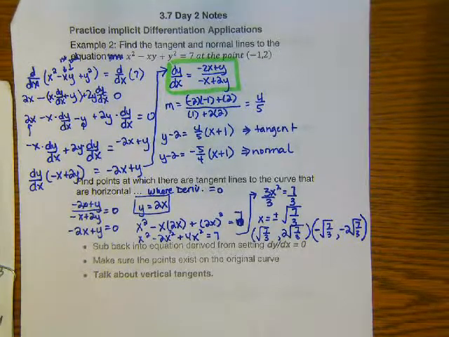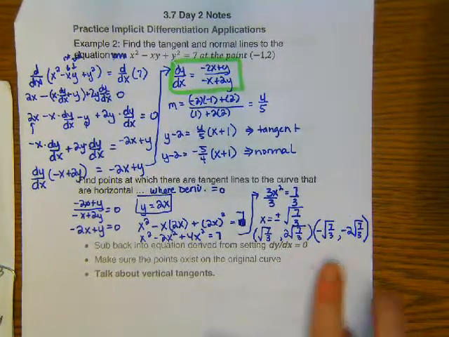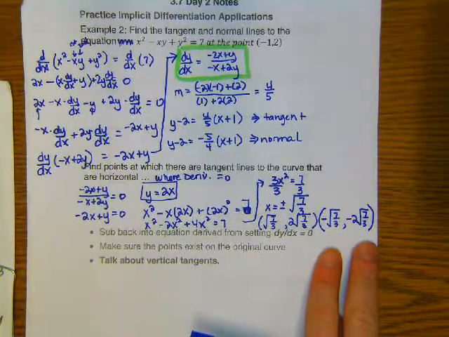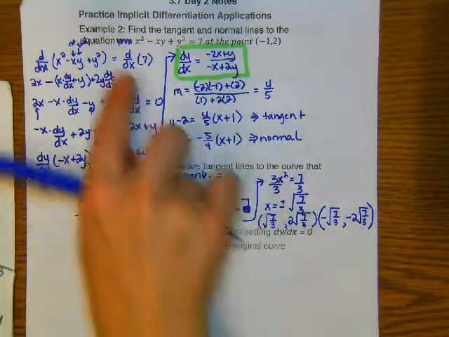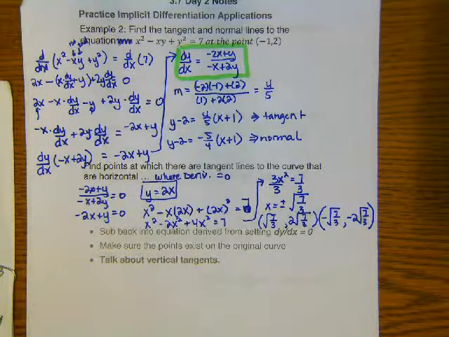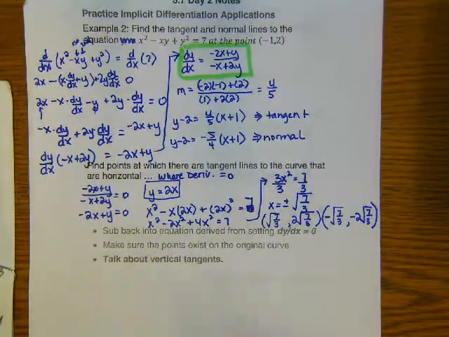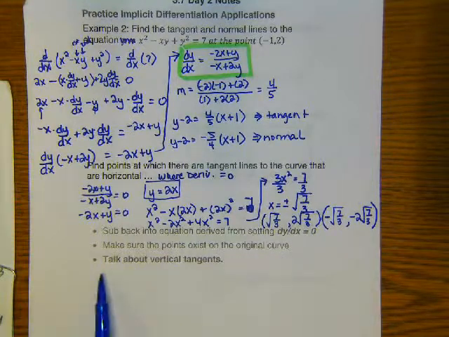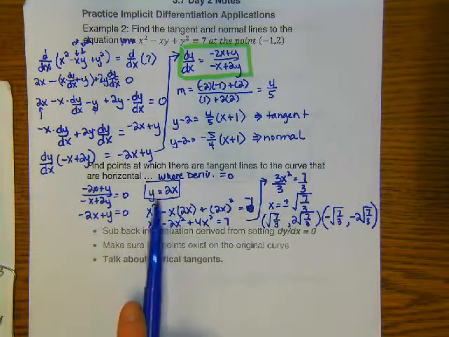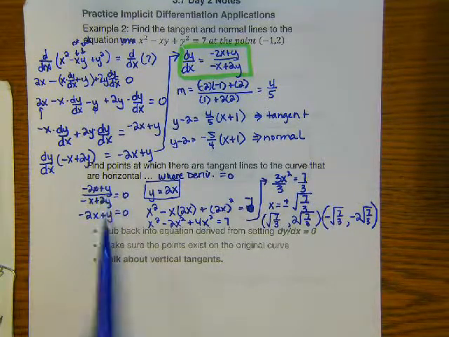And you always want to make sure that the points exist on the original curve, and they do sometimes when we have fractions in there, we want to make sure they're not extraneous. One last thing, horizontal tangents, I'm not going to go through it for this problem, but we found horizontal tangents by setting the numerator to 0.